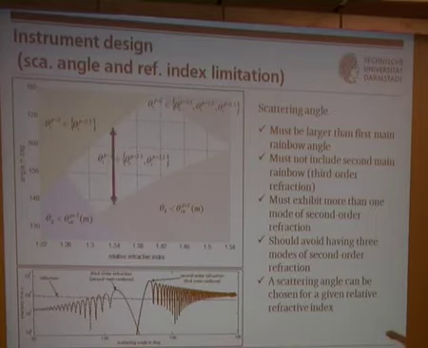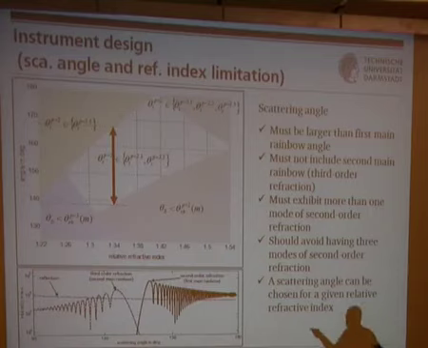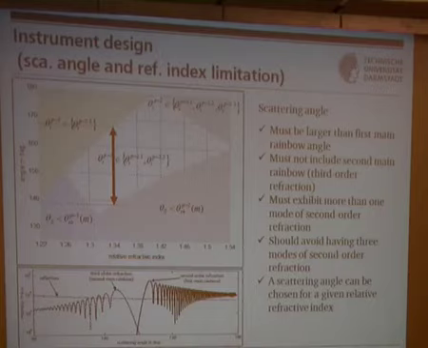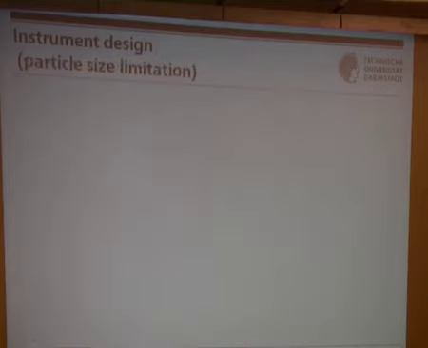For example, with refractive index 1.34, you can operate this system for scattering angles between 140 degrees and 160 degrees. That was the limitation given by refractive index and scattering angle. Now let's speak about the limitation given by particle size and beam size.